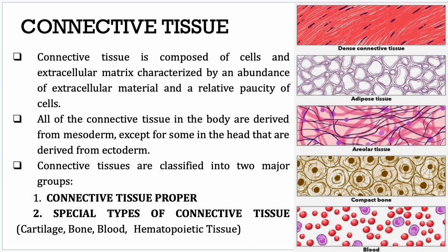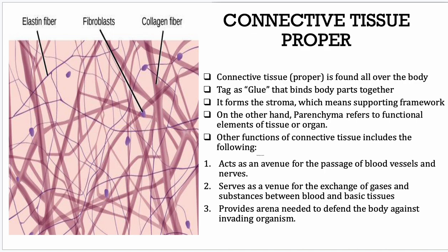We can classify connective tissue into two major groups. You have your connective tissue proper and those specialized types of connective tissue, for example your cartilage, bone, blood, hematopoietic tissue. First, we will be discussing your connective tissue proper.